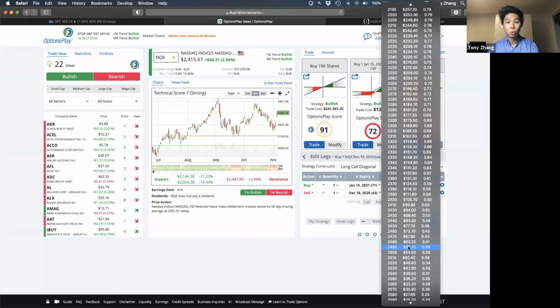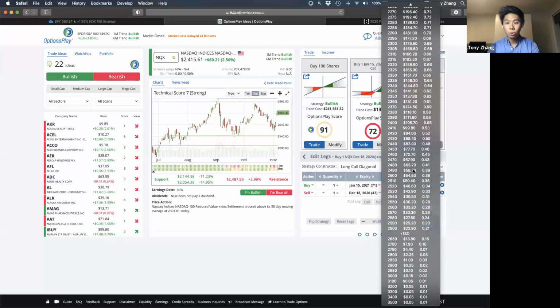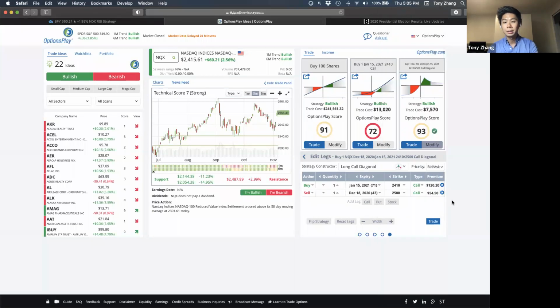Let's say you bought a 2,400 call and then sold a 2,500 call against it. That's going to allow you to reduce your cost and your time decay, because you're short an option that's going to offset most of the time decay of that long option. So calendars and diagonals are probably one of the most efficient ways, in my opinion, to offset time decay.